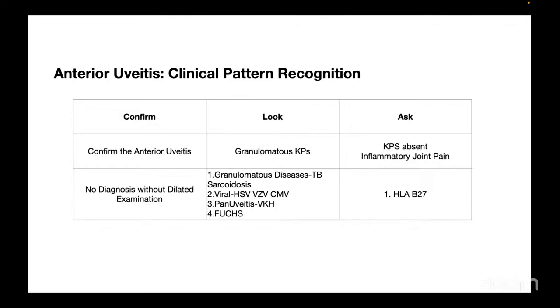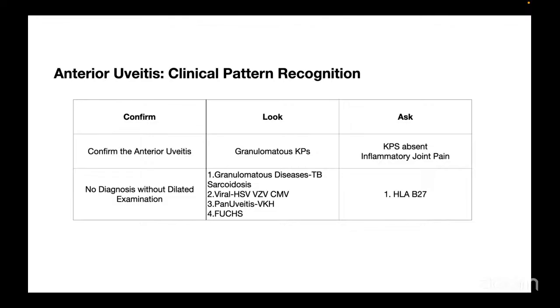like VKH. Can someone tell me the other causes of granulomatous keratic precipitates? Manisha, other than TB and sarcoid. Leprosy, sir. Okay, next. Sympathetic ophthalmia, sir. Yes, sympathetic ophthalmia also.